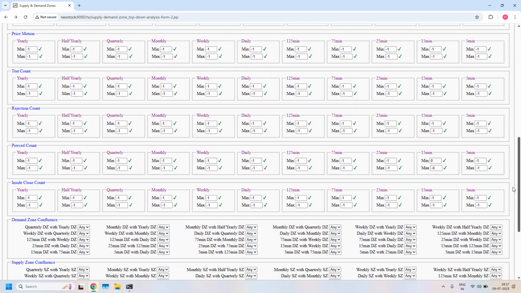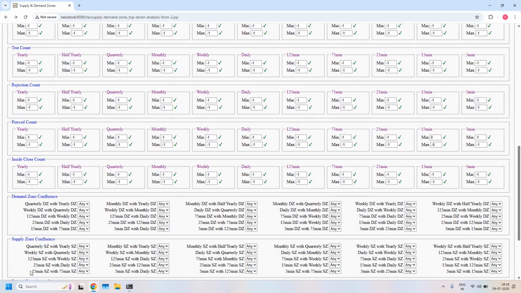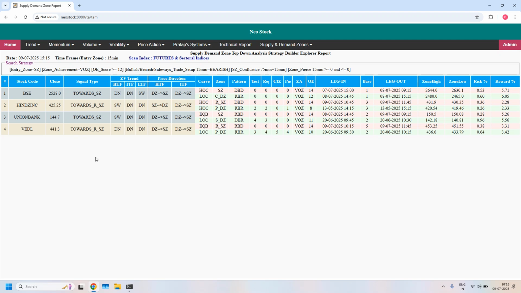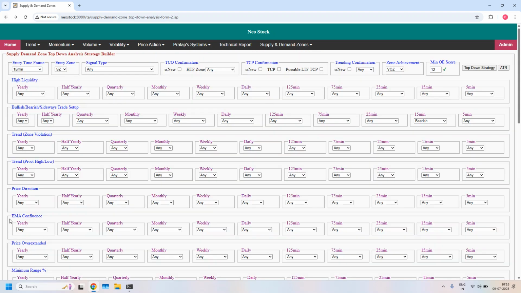First filter is 15 minutes and 75 minutes supply zone confluence. I enabled the filter and, applying it on those 5 stocks, we got 4 stocks. In all the 4 stocks, these 15 minute supply zones are overlapped with the 75 minute supply zone. And the 75 minutes trend is a downtrend in all the stocks. So let's further filter by checking the 75 minute supply zone with daily EMA confluence.